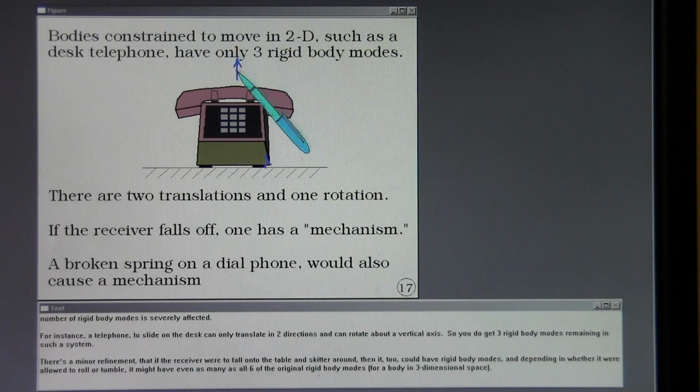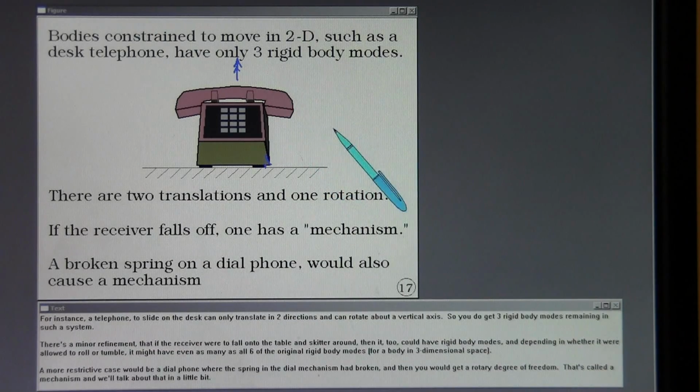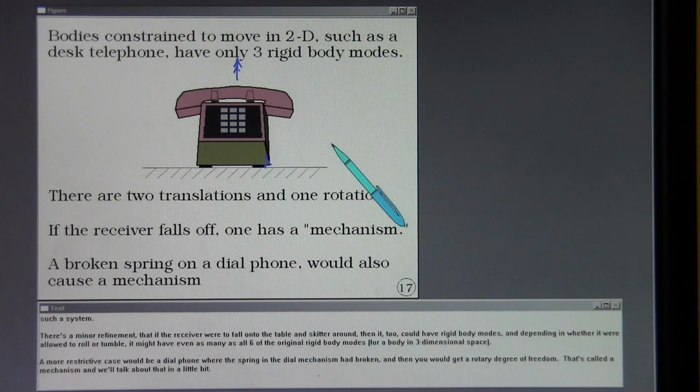There's a minor refinement that if the receiver were to fall onto the table and skitter around, then it too could have rigid body modes. And depending on whether it were allowed to roll or tumble, it might have even as many as all 6 of the original rigid body modes for a body in 3-dimensional space. A more restricted case would be a dial phone where the spring in the dial mechanism had broken, and then you get a rotary degree of freedom. That's called a mechanism, and we'll talk about that in a little bit.